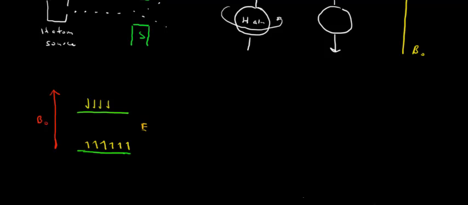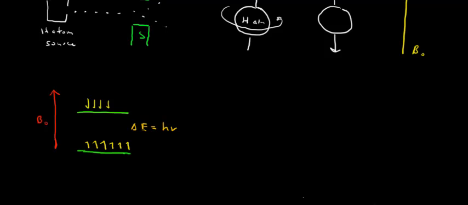Now we recall again from general chemistry that the difference in energy between two energy states is equal to Planck's constant times the frequency of some applied electromagnetic energy. So nu is frequency here, h is Planck's constant. It turns out that the stronger the magnetic field, the bigger the difference between these two energy states.